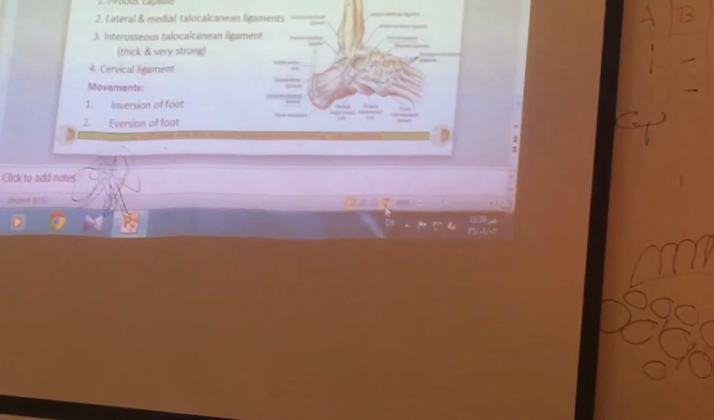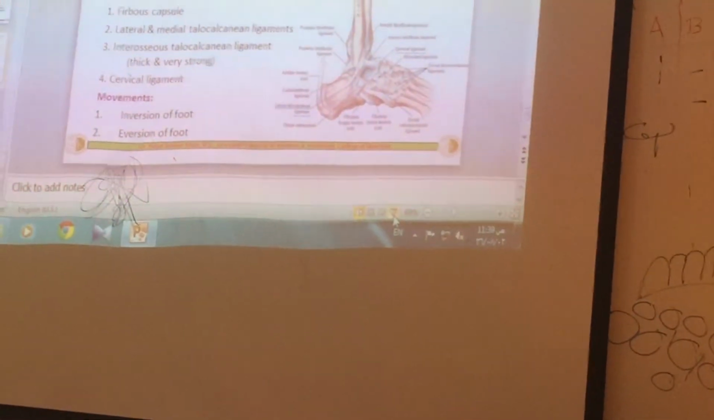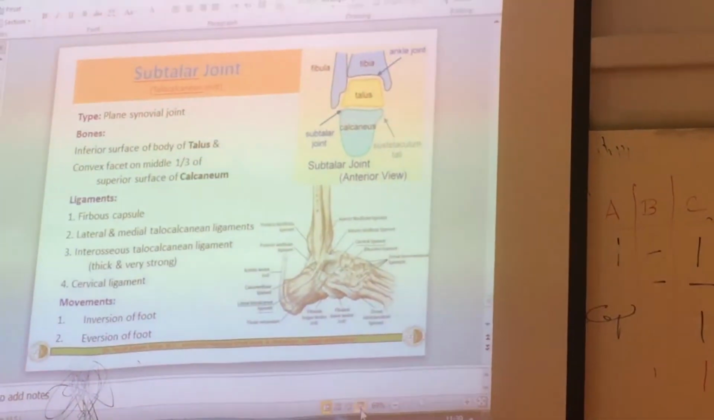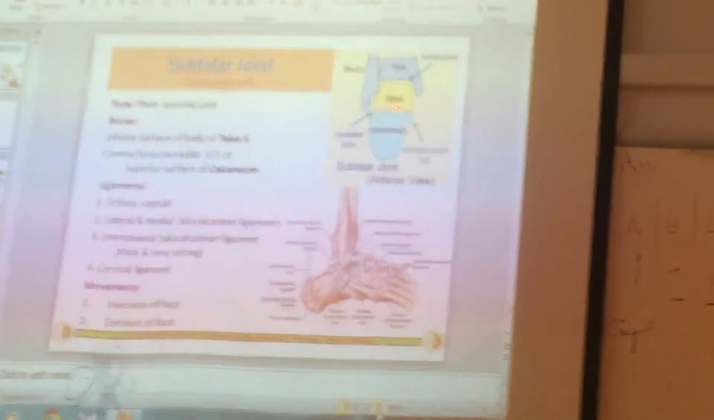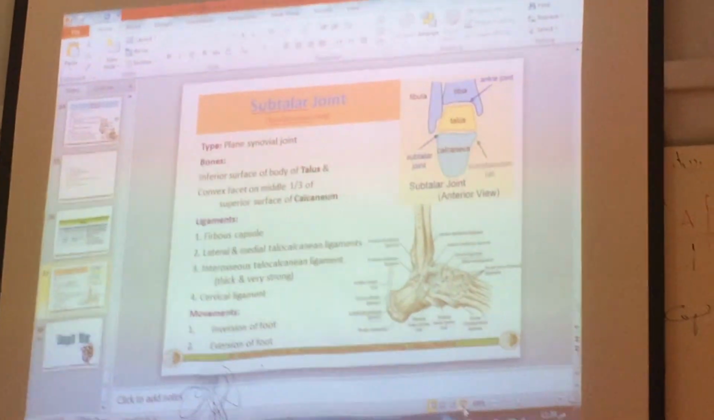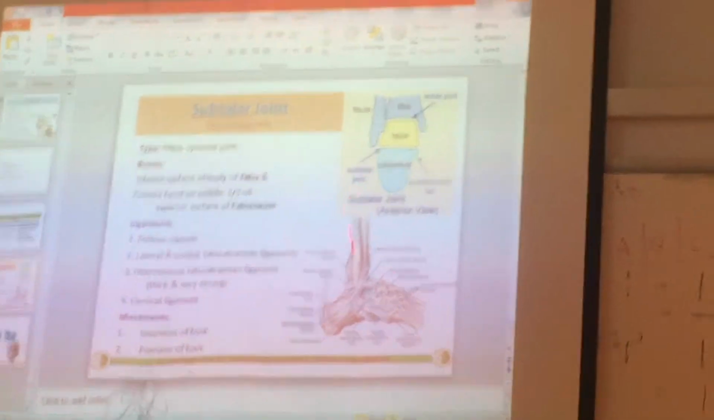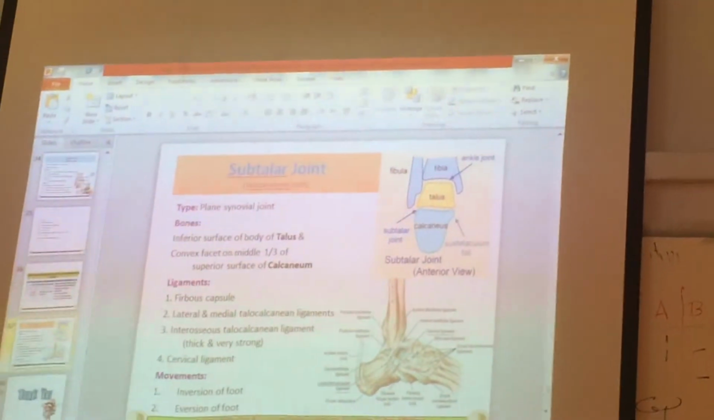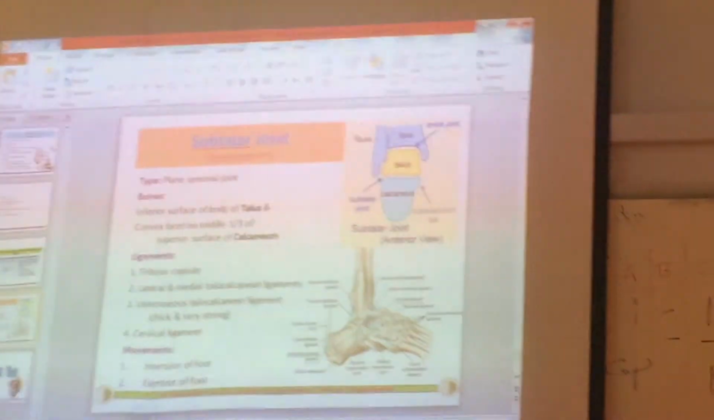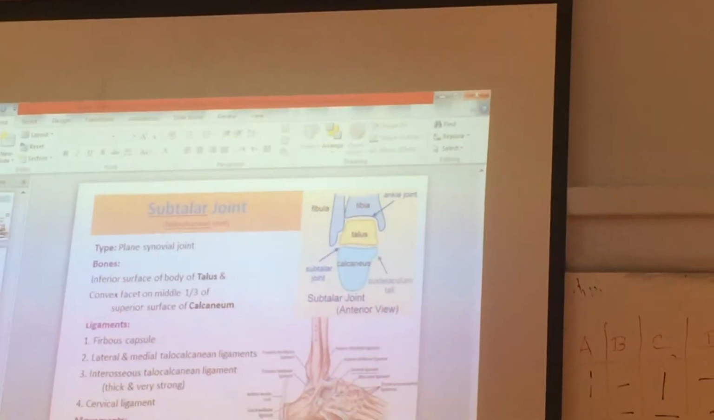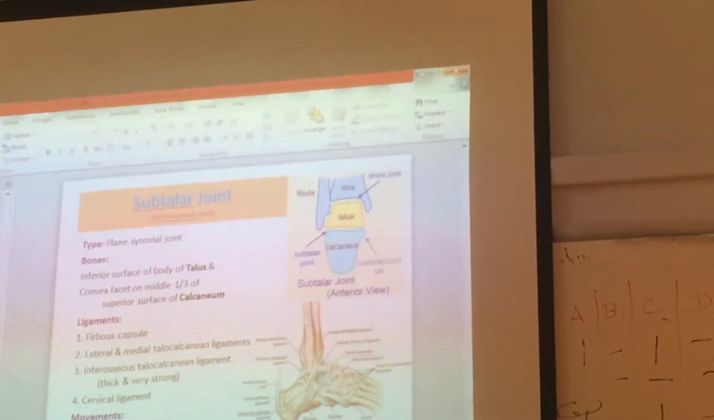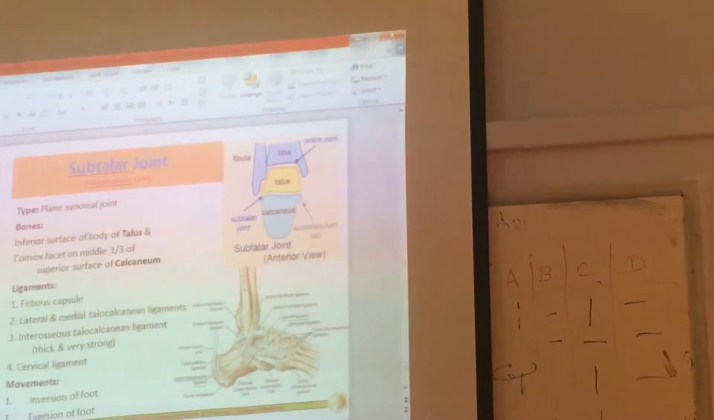Coming to the last joint and the last slide, this is the subtalar joint. Here you see the ankle joint, and below the talus is the subtalar joint. You should know the difference between the ankle joint and the subtalar joint. Why is it important? Because in the ankle joint there are only two movements: dorsiflexion and plantar flexion. What are the other movements here?